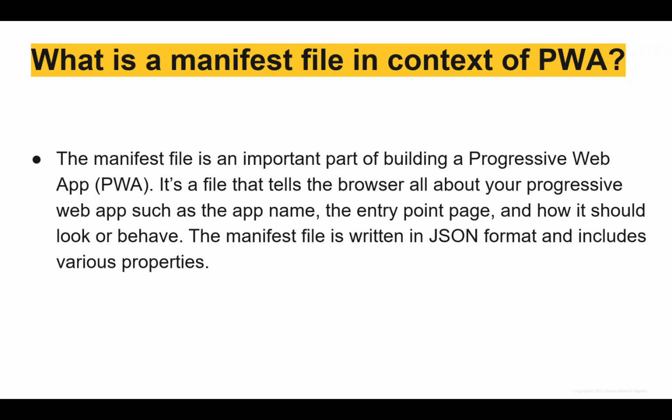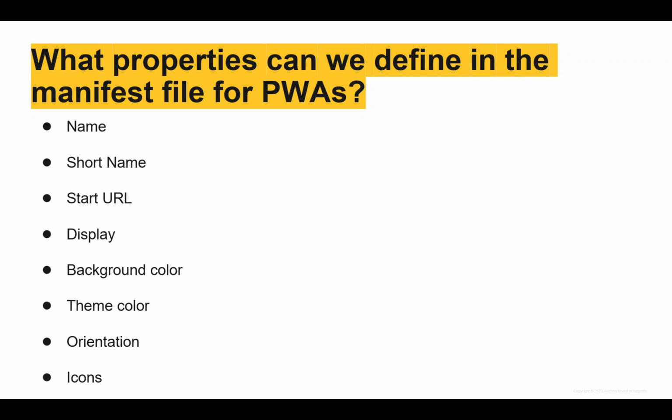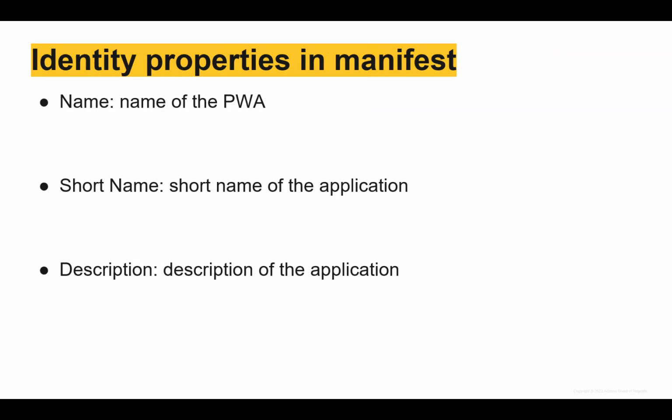So we'll look at some properties. This is a minimum set of properties that we should include while creating a progressive web app, such as name, short name, start URL, display, background color, theme color, orientation, and icons. Name, short name, and description are called identity properties. If we open our browser and inspect the PWA and go to the application tab, in the manifest tab, we'll see that these properties come under the identity properties.